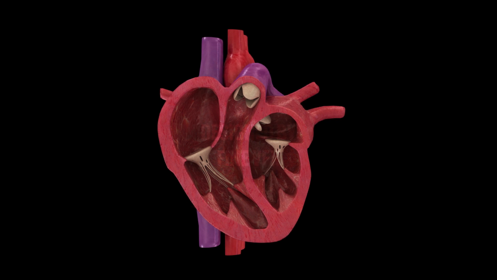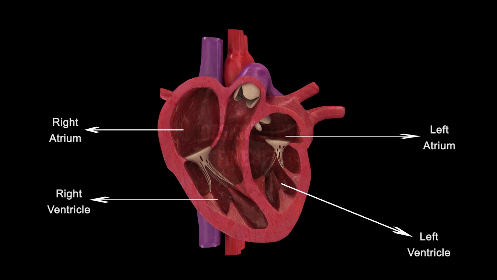Let's go and take a look inside the heart structure. There are 4 main chambers, 2 upper chambers called atria, and 2 lower chambers called ventricles. We have one of each on each side of the heart. We have the right atrium, the right ventricle, the left atrium, and the left ventricle. The atria help to fully load the ventricle before it then ejects blood away from the heart.